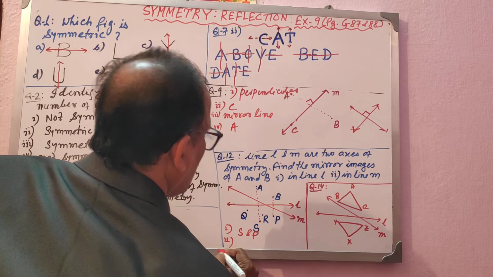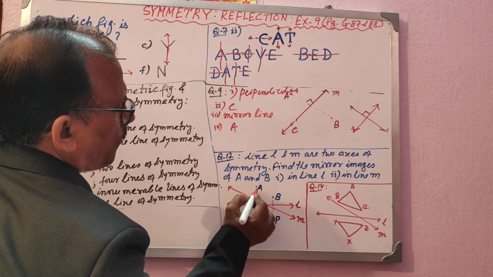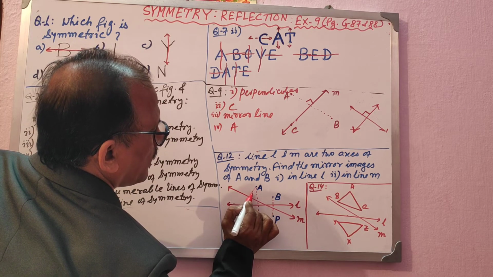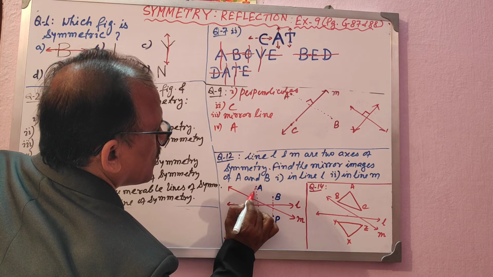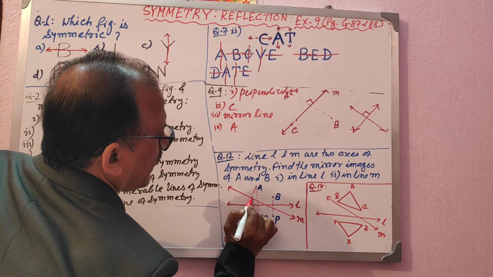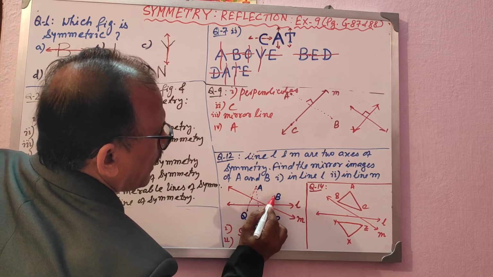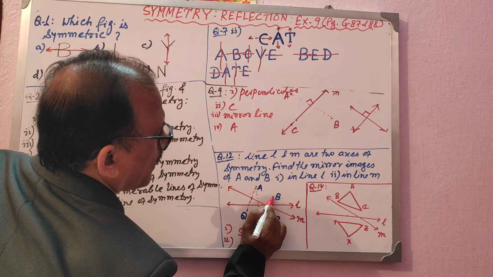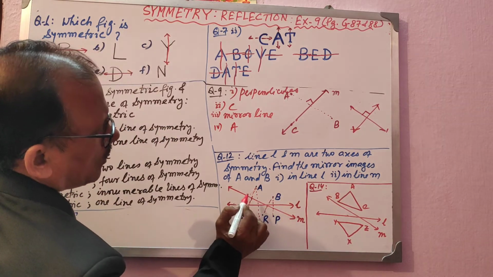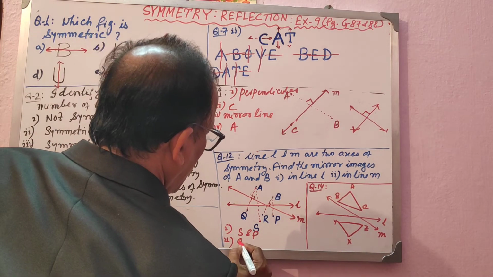In case of line M, what will it be? A will be falling like this now. It will be perpendicular like this, so it will come like this. So here is the point on the axis. A's image will be Q and B's image will be R, because the axis is like that. So it will be 90 degrees only. So in this case it will be Q and P.